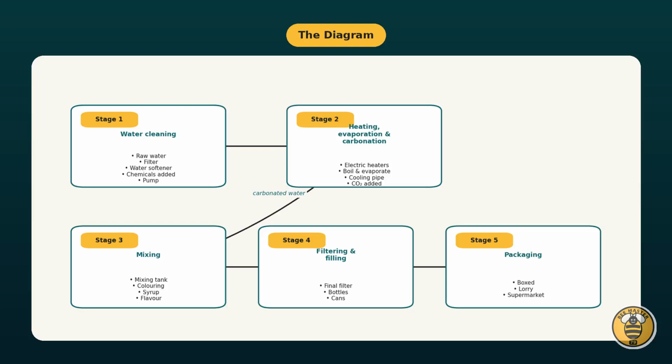Let us read the diagram. It is a linear process with 5 stages. First, water cleaning. Second, heating, evaporation and carbonation, where carbon dioxide is added. Third, mixing, where coloring, syrup and flavor go in. Fourth, filtering and filling into bottles and cans. And fifth, packaging, ready for the supermarket.